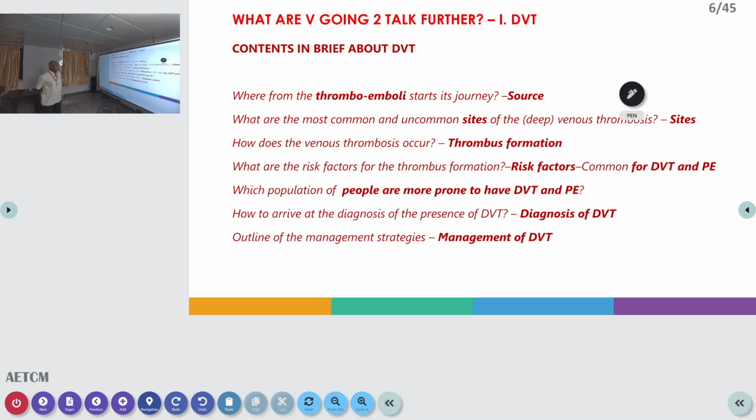So what is DVT? DVT, the deep vein thrombus, is the origin or the source from where the thrombus gets detached. We are going to discuss certain practical aspects about DVT, the source of the thromboemboli: what are the common sites, how the thrombus is formed, and the risk factors involved in the formation of DVT and pulmonary embolism.